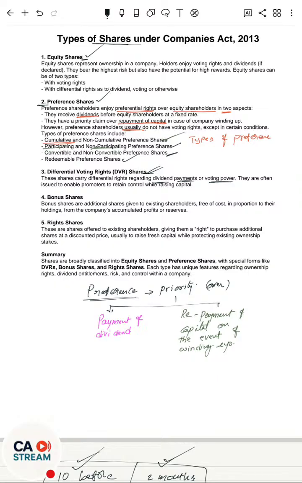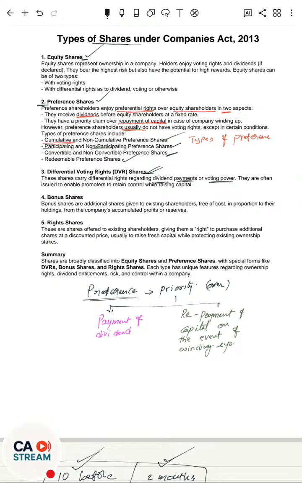When a person is sticking on, a shareholder or investor is sticking on since long back to the company, definitely his voting capacity will be weighted more than those who come and go to the company. That is nothing but the differential voting rights.